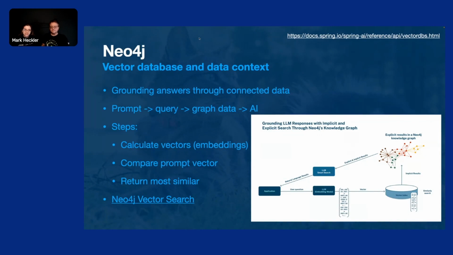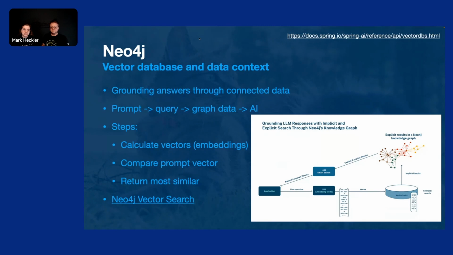So Neo4j is going to be used as a vector database and to add that data context. We added vector search capabilities to Neo4j earlier in the year. I should say Neo4j did. And it's going to help us ground the LLM answers by using the connected data stored in the graph. So you're going to have a prompt. It's going to be used to feed a query, which is going to retrieve graph data, and that all is going to be fed to the AI.